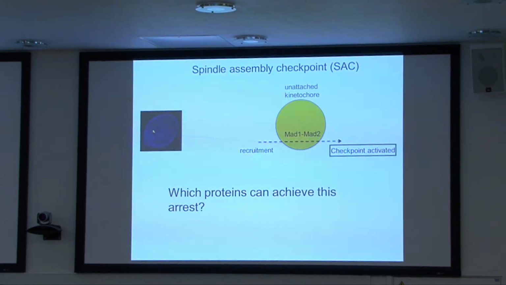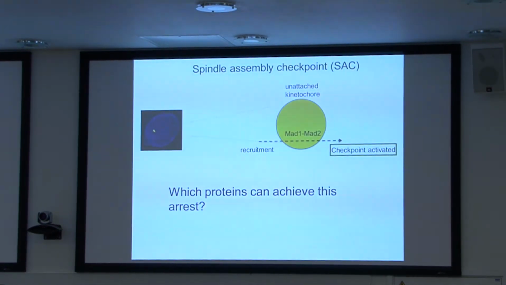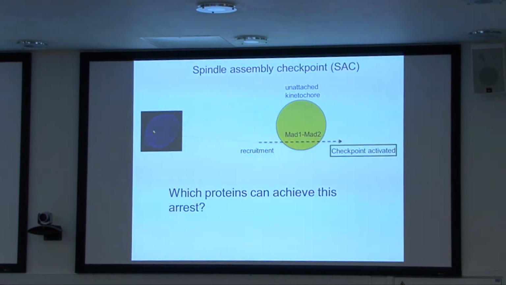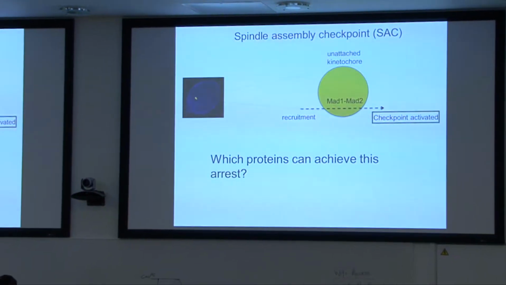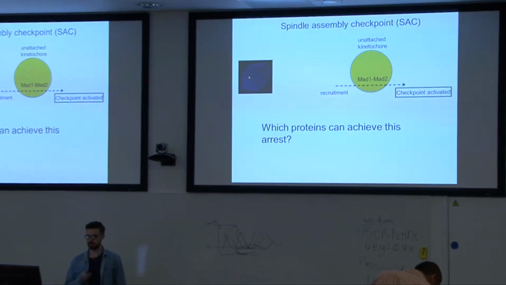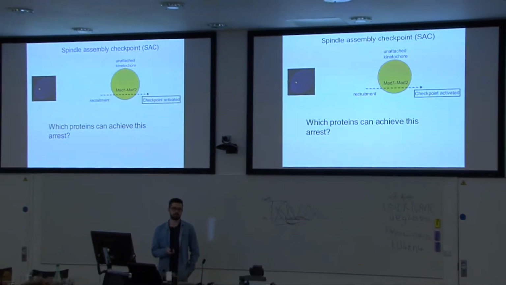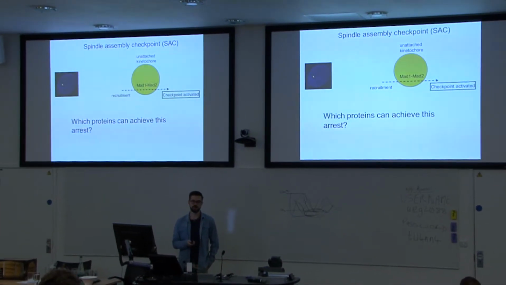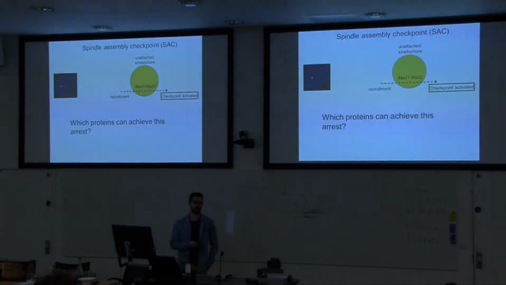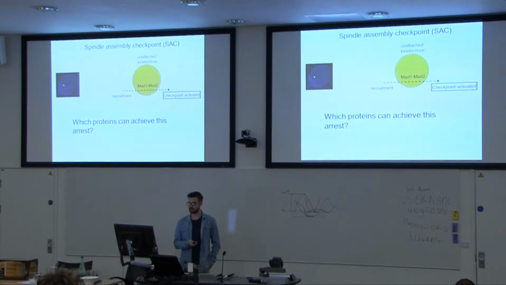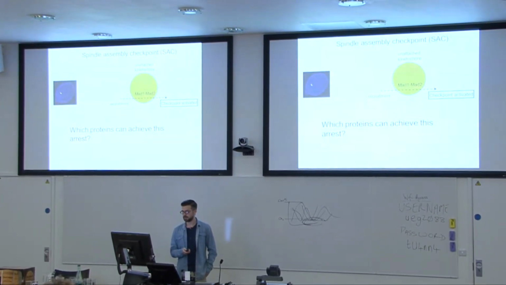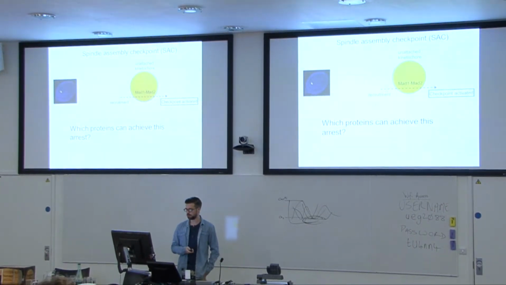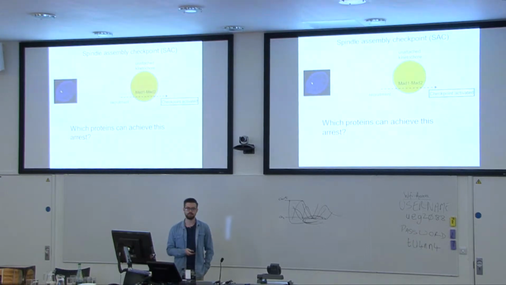So what we want to ask is which proteins can achieve this arrest, and we initially want to ask which kinetochore proteins achieve this arrest. But because we have the whole yeast proteome tagged with GFP, and as you remember from Peter yesterday, we do this screen where we can fuse a protein of interest to the whole GFP library.